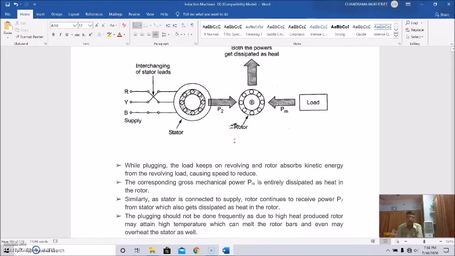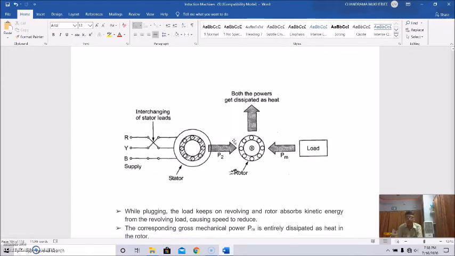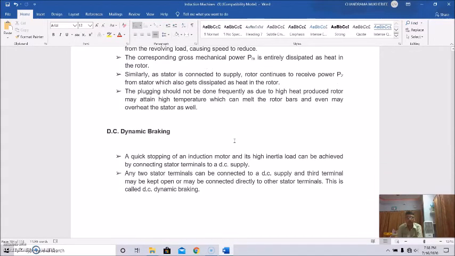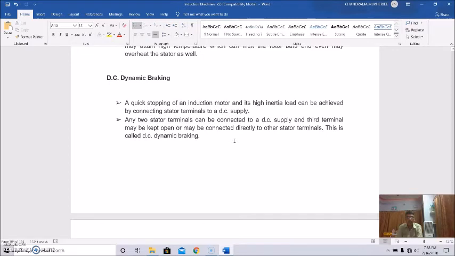So with these braking methods, that is dynamic or rheostatic braking and plugging, we have discussed. Now we can also discuss DC dynamic braking.